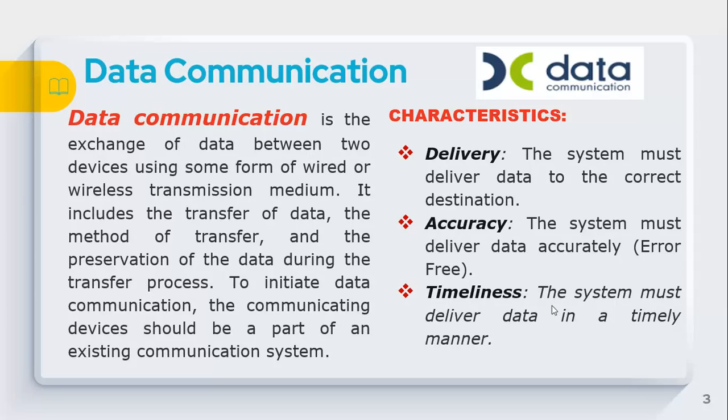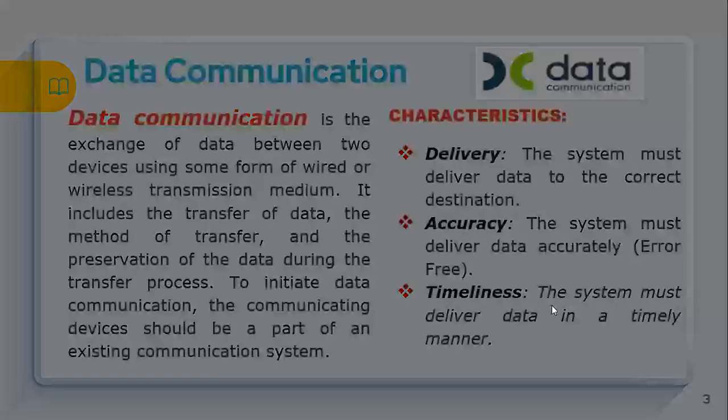Whenever we order any product online, we check the delivery date and time, or at least the delivery date. In the same way, when any data is going to be delivered to the other side, that means the destination, it should be delivered within the specified time. These are the three major characteristics of data communication. If these three are working, then we can proceed.